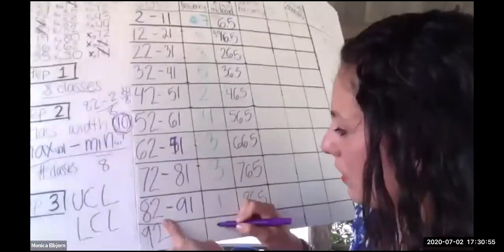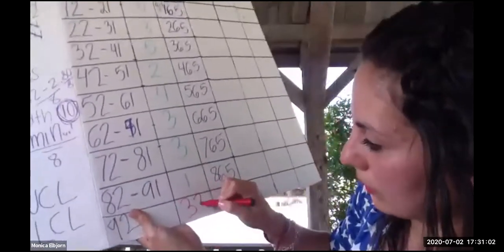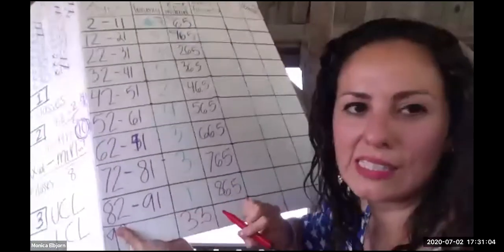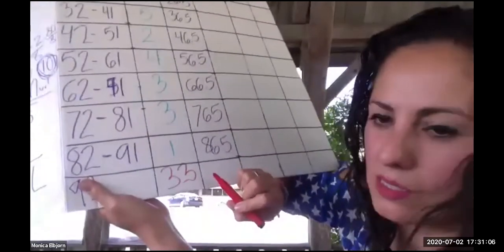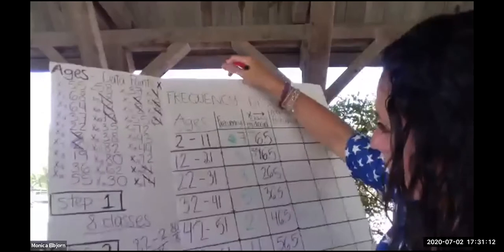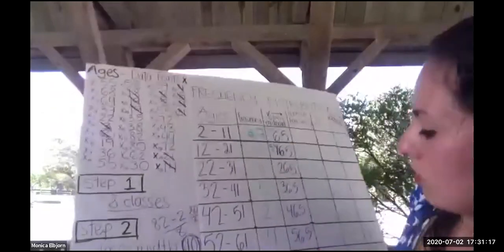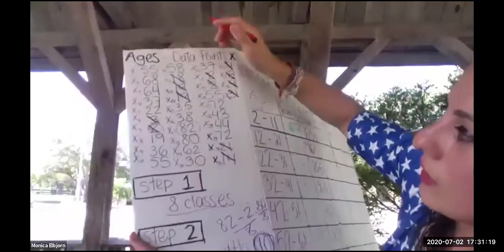33. Very good. So I got, let me put it with another color. Let's use red. So I got 33. So what does this 33 mean? What is it? So this 33 is the total. So 33, it's all of these numbers.